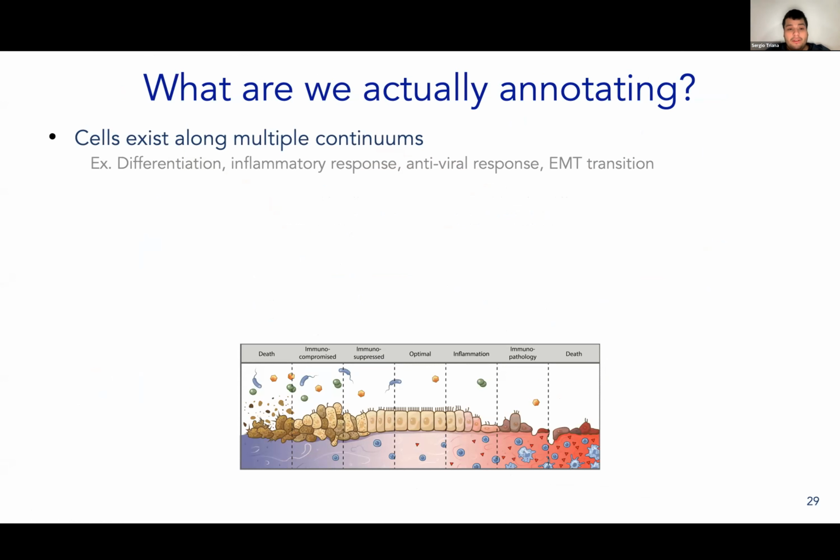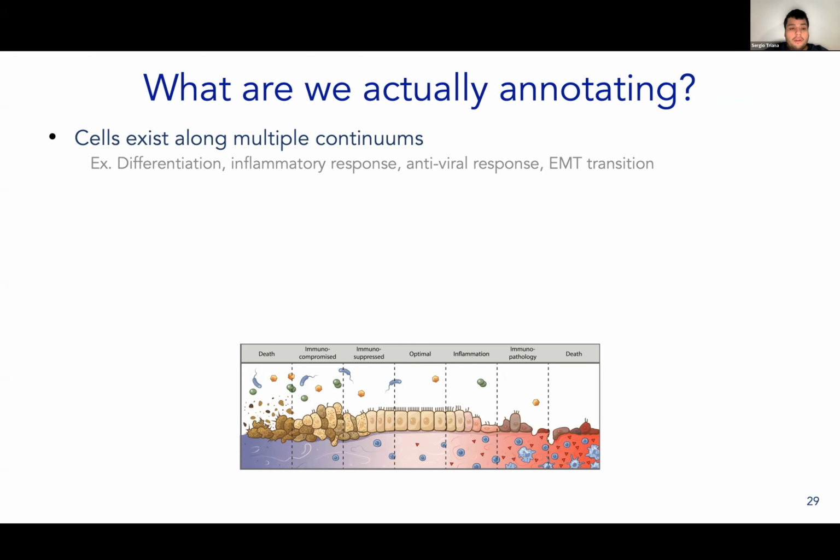But the thing is, cells exist in a multiple continuum. So we are not only going to have cell types in a stationary state. In a lot of cases, we're going to have differentiation processes. We are going to have small transitions between different stages. We can have inflammatory responses, antiviral responses, or even more physiological changes like epithelial to mesenchymal transitions. Which just means that in these cases, as you saw in the previous plots, there's always going to be a diffusion, a transition between one state and the other.